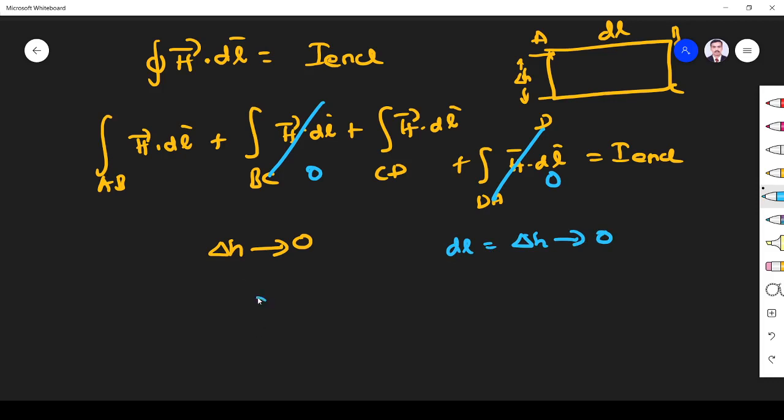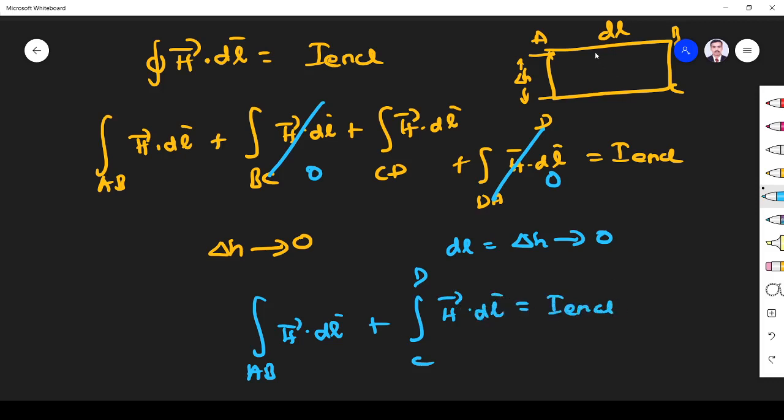So what is the only thing we have? We have A to B H dot dl plus C to D H dot dl is equal to I enclosed. The arrow mark will be in this direction. Hope you have seen that. Okay, so what will happen here? We know dl is in this direction. We are going to bother about the tangential component. We have drawn the tangential component. It will be Ht. This is Hn. This is your H. So the tangential component is also in this direction, and dl is also in this direction.